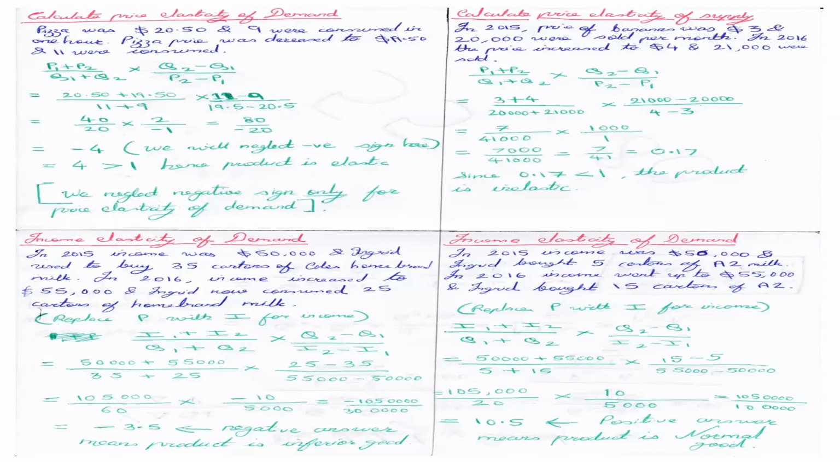So in conclusion, if the answer for income elasticity of demand is positive, it's a normal good. If the answer is negative, it's an inferior good. For price elasticity of demand and price elasticity of supply, if your answer is greater than 1, it is an elastic good, and if your answer is less than 1, it is an inelastic good. Moving on to the next topic.